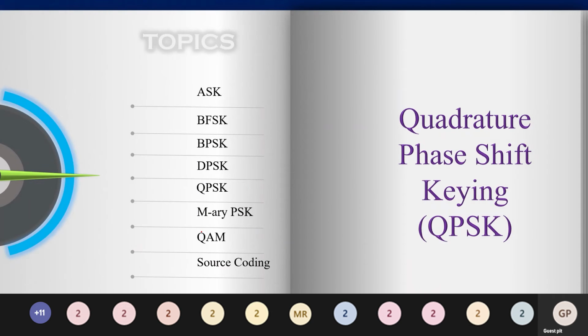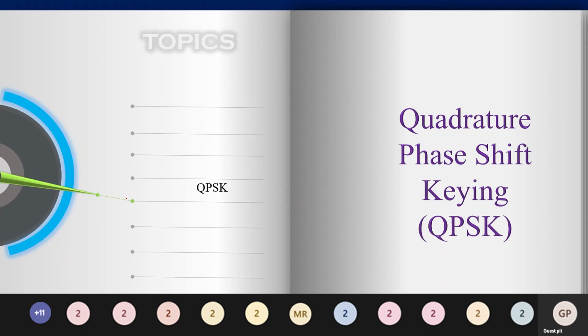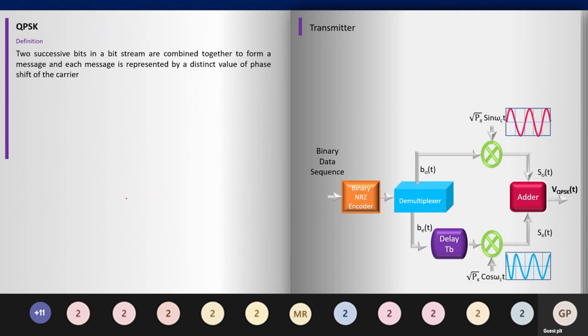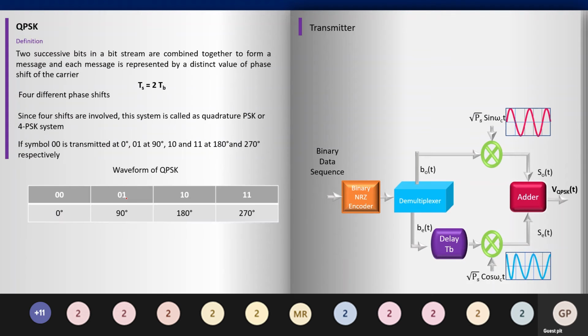So now we'll see the QPSK topic. Okay, so the formulas related to QPSK. For QPSK, I'll project it first. In BPSK, for a single bit, we take a separate carrier. So for logic 1, 0 degree will be added along with the carrier. Logic 0 means 180 degree will be added. So for a single bit of TB, we'll use a separate carrier.